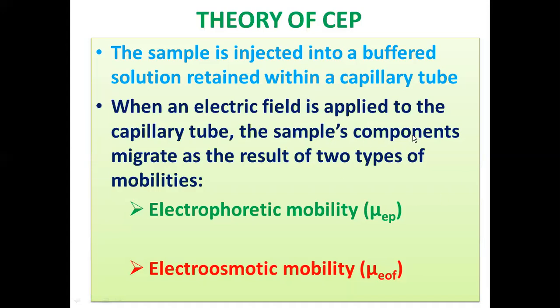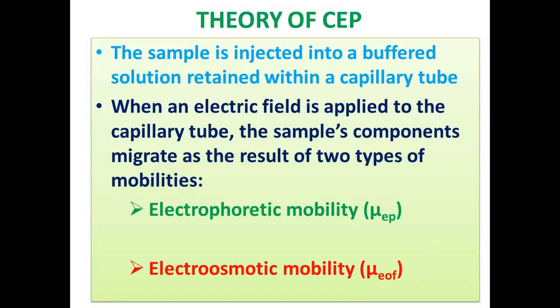The sample is going to be injected into the buffer solution, that is, into the capillary tube. The capillary tube retains the buffer solution of some ionic strength. Soon after the introduction of the sample into the capillary tube, the electric field is generated. After the electric field is generated, the sample components will start to migrate, and this migration is the result of two types of mobilities. One is electrophoretic mobility and the other is electro-osmotic mobility. Electrophoretic mobility is denoted by nu EP, and electro-osmotic mobility, or electro-osmotic flow, is denoted by nu EOF.